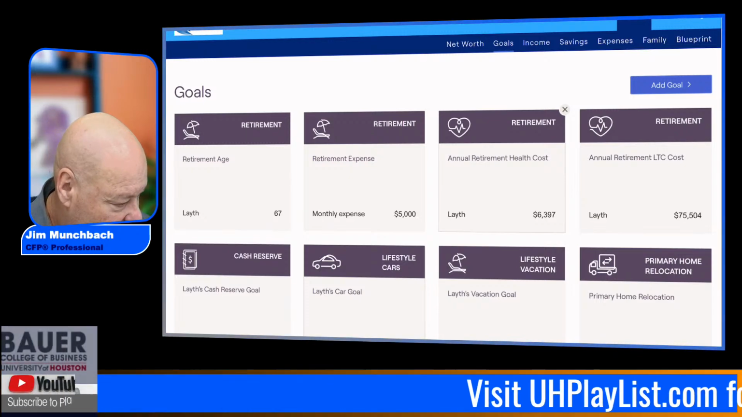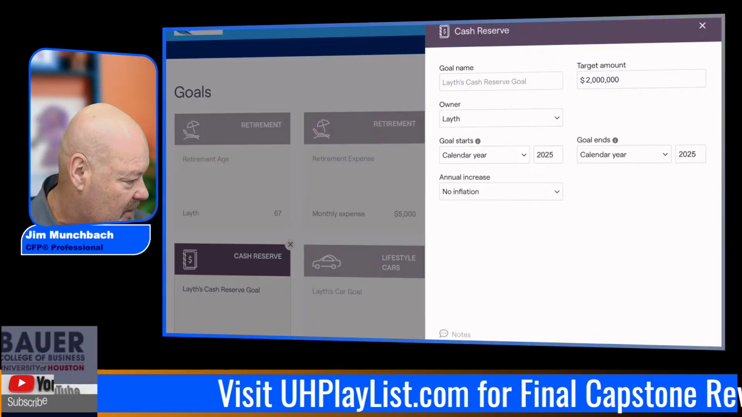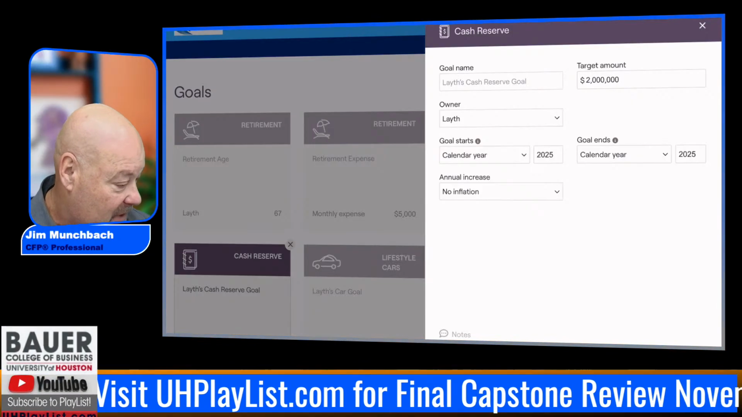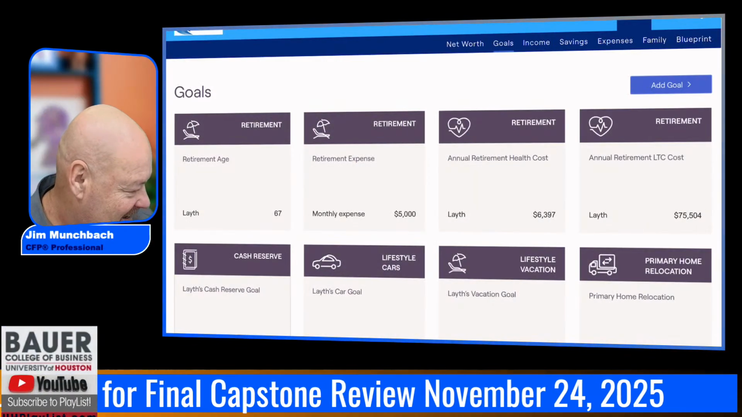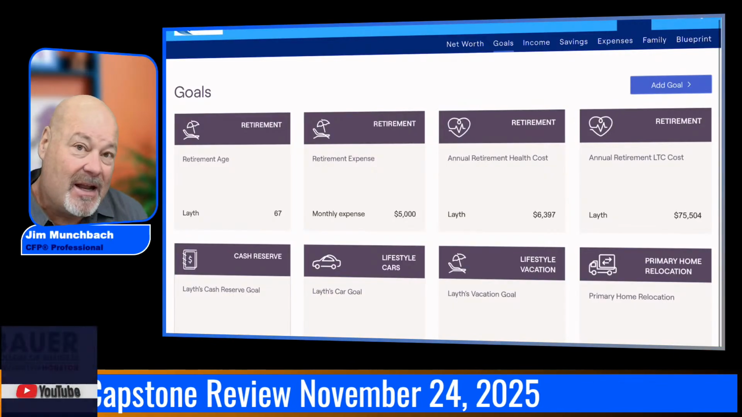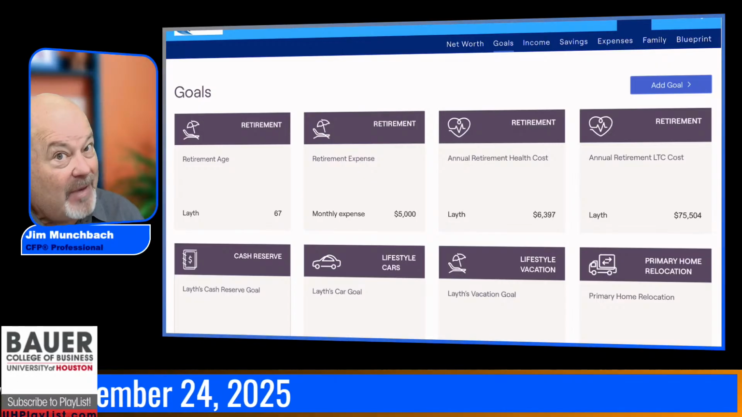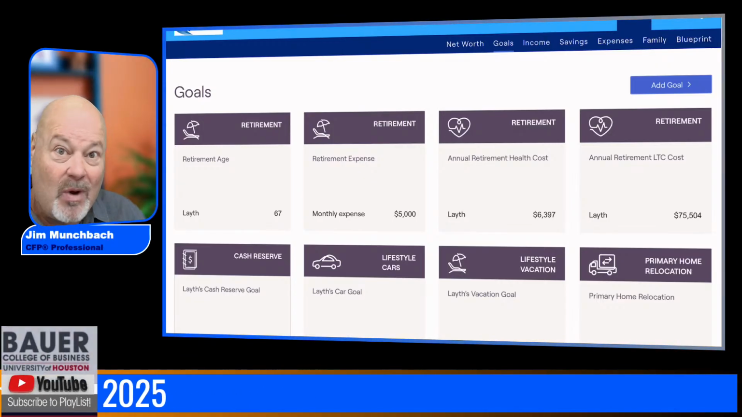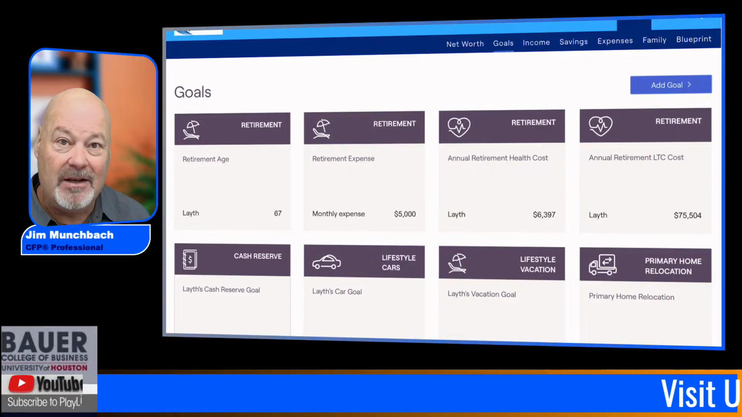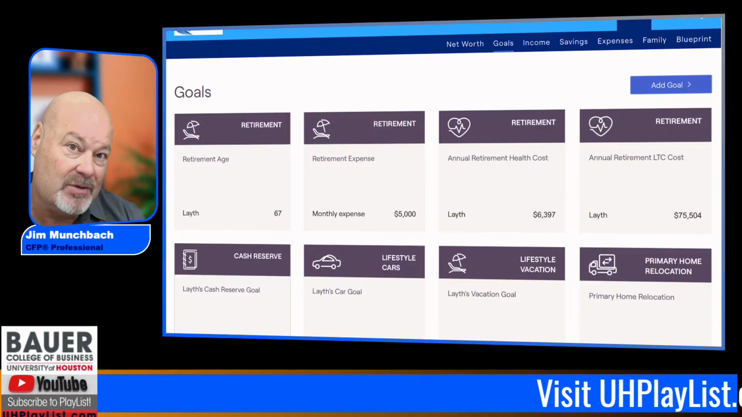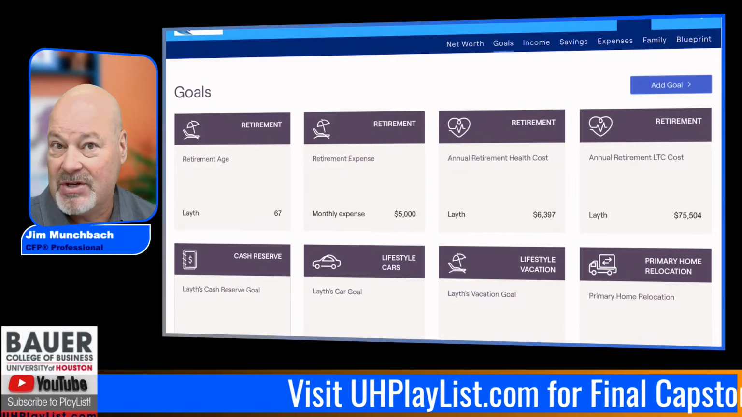The other one is Lace cash reserve. You want to have $2 million in cash by 2025. Yeah, that's going to definitely whack out your financial plan. So I'd get rid of that. You've got to understand, when you add a goal to your financial plan, you're saying in mathematical terms, here's what I want my financial plan to calculate. Here's what I want my financial plan to spit back to me in terms of what it's going to look like down the road, today, tomorrow, next month, next year.